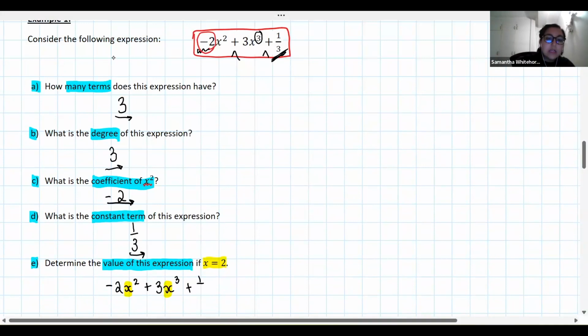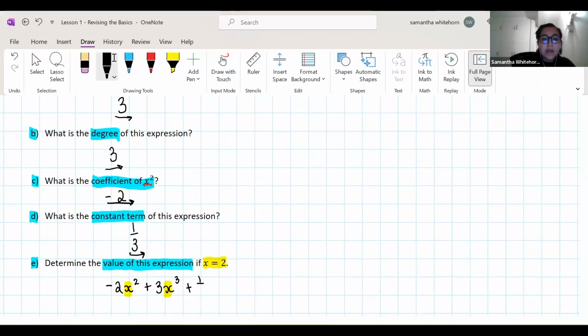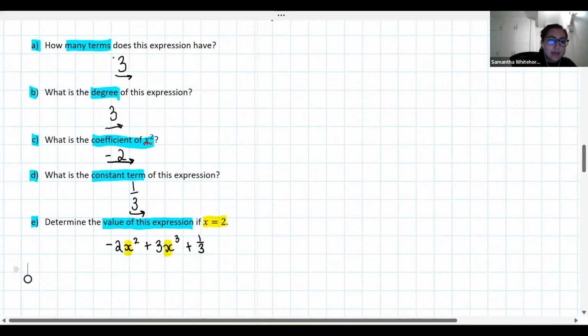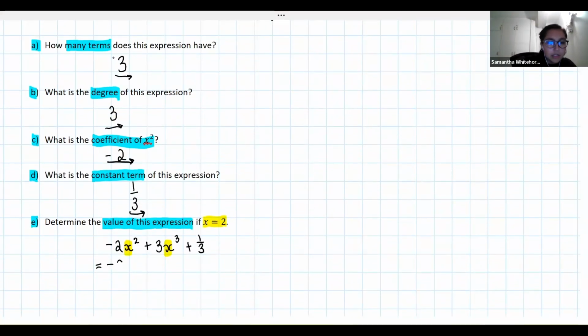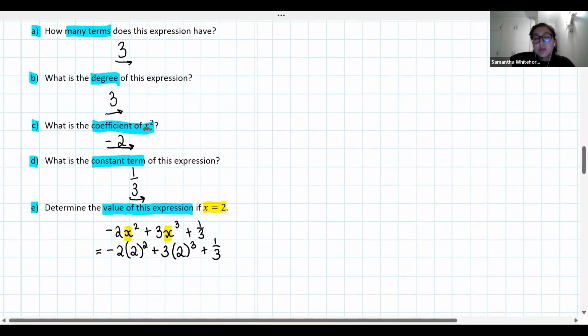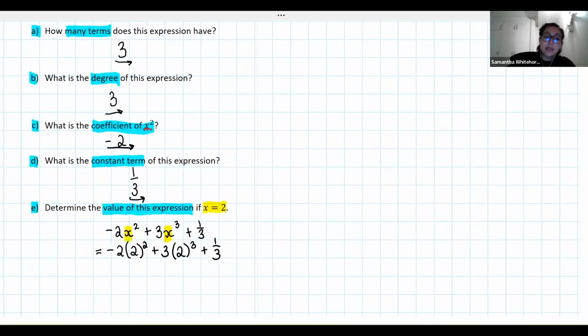Thank you, 1/3. So now when I go and replace my x, I have got -2, x has been replaced with 2, so times 2 squared, plus 3 times 2 cubed plus 1/3. Now what you have is all numbers. So that means you can go and find the value of the expression. Now sometimes we ask you to do this without a calculator, and so this is good practice of being able to do that without a calculator.